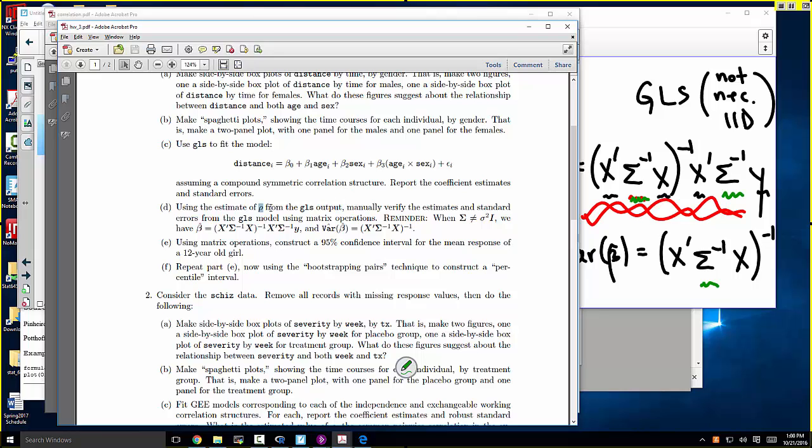So I'm asking you to pull out the estimate of rho and see if you can manually verify the estimates and the standard errors or standard deviations of the estimates. To do that, you need to get rho, you need to get little sigma squared, and then put it together to get capital sigma. So this requires that you understand what the covariance matrix looks like, specifically when there's this compound symmetry. Let me show you what the covariance matrix looks like.